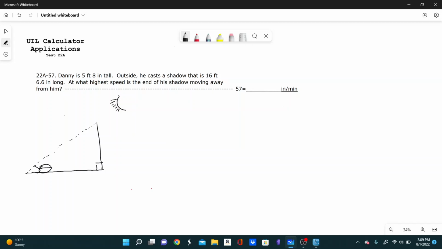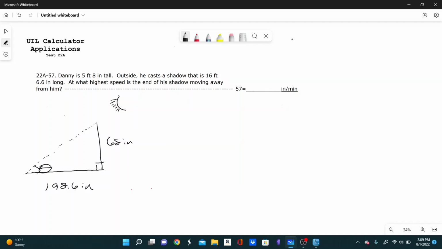So let's see. His height, he's 5 feet 8 inches tall, so that's 68 inches. And the shadow is 16 feet 6.6 inches long, which is 198.6 inches.